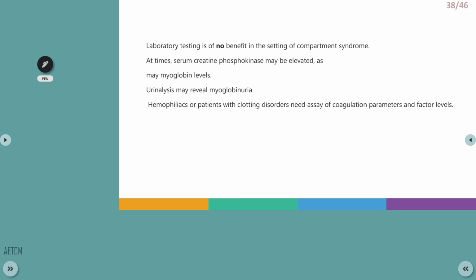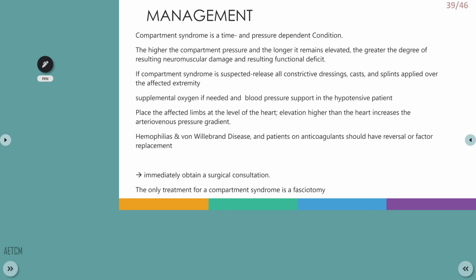Now coming to laboratory investigations, they are actually of no benefit in diagnosing compartment syndrome, because compartment syndrome is a clinical diagnosis. Serum creatine kinase, myoglobin, and urine analysis for myoglobinuria are important to rule out rhabdomyolysis. Other parameters like the coagulation profile come into play if the patient is taking any anticoagulants, or if the compartment syndrome is secondary to anticoagulants.